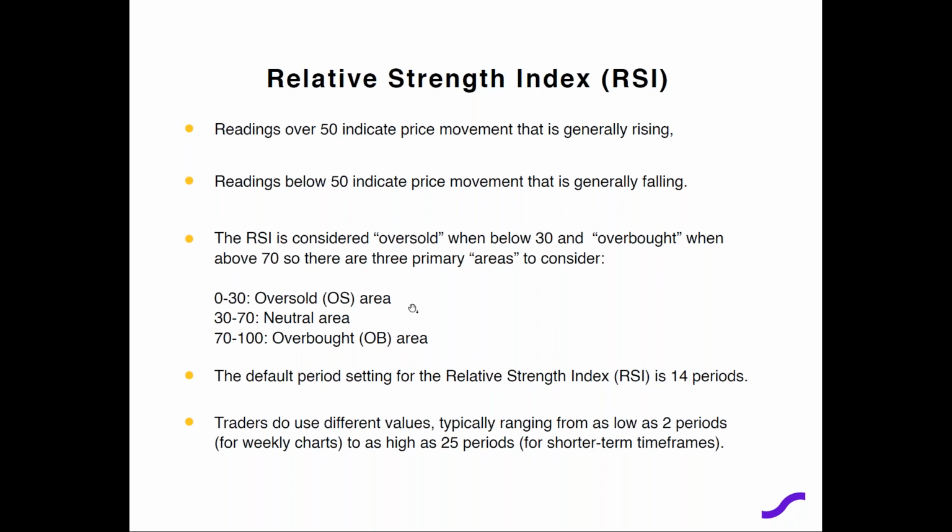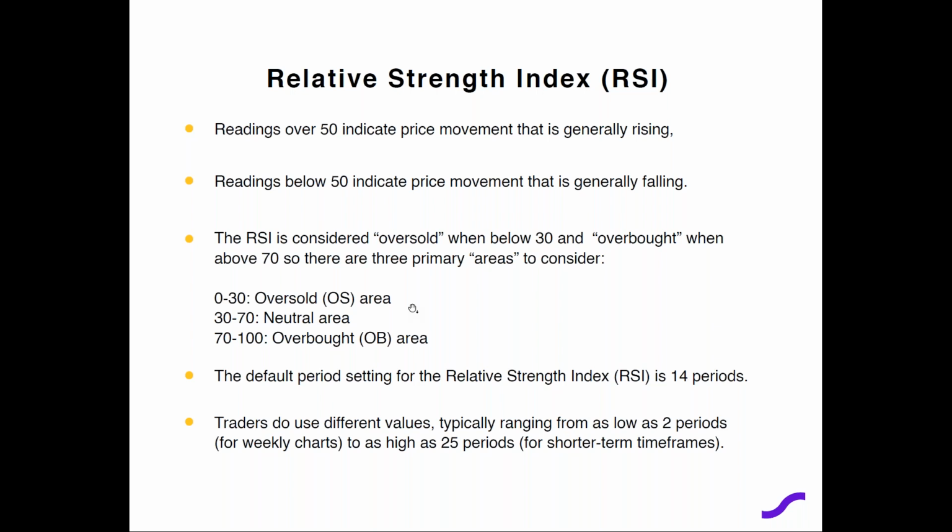The default period setting for the relative strength index is 14 periods. This is what we mentioned before, guys. This is a standard. You can change it to 9 periods. You can change it to 20 periods. People use the periods differently. Traders do use different values, typically ranging from as low as 2 periods, which is basically 2 candlesticks. This is usually for higher or longer time frames, like weekly charts, for example. And some people use even 25 periods, which is basically for short time frames.